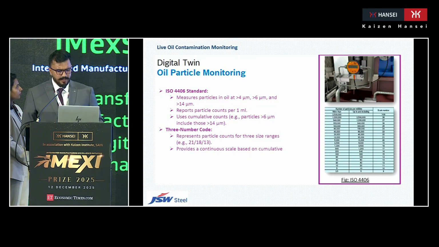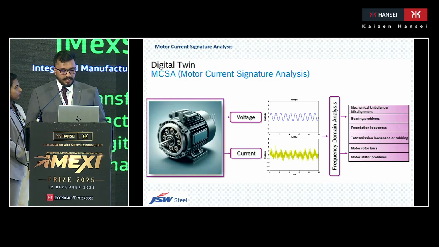Here we have explained the oil particle sensor, and this sensor is capable to report the particle counts per 1 milliliter. And again here, this is showing the MCSA, the motor current signature analysis. It's capturing the voltage and current, and with frequency domain analysis, it is able to predict any mechanical failures and abnormality inside the rotor, motor, that is stator problems.